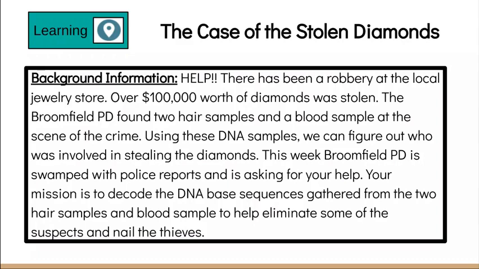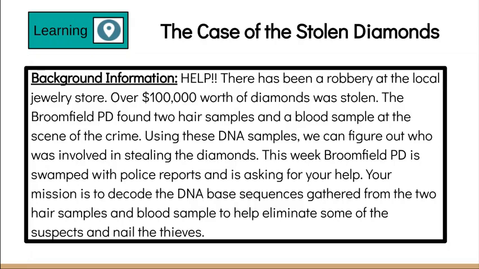There has been a robbery at the local jewelry store. Over $100,000 worth of diamonds was stolen. The Broomfield PD found 2 hair samples and a blood sample at the scene of the crime. Using these DNA samples, we can figure out who was involved in stealing the diamonds. This week, Broomfield PD is swamped with police reports and is asking for your help. Your mission is to decode the DNA-based sequences gathered from the 2 hair samples and blood sample to help eliminate some of the suspects and nail the thieves.